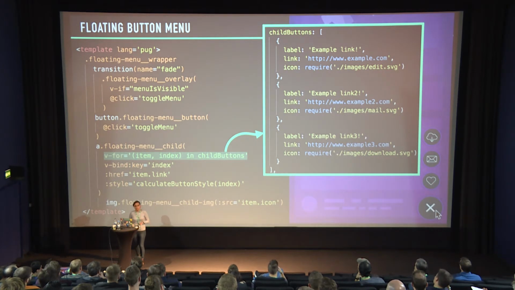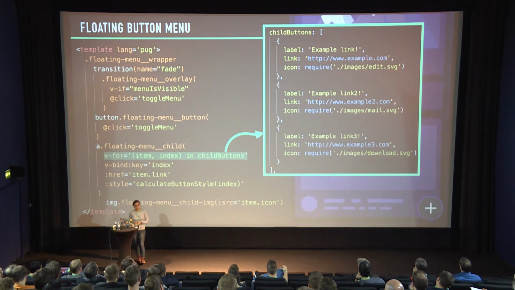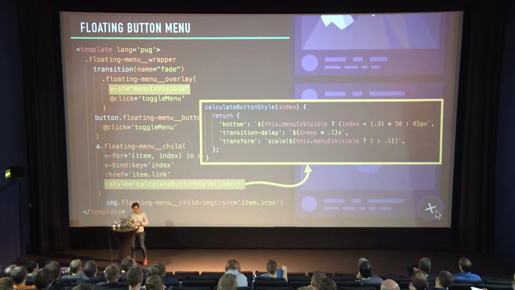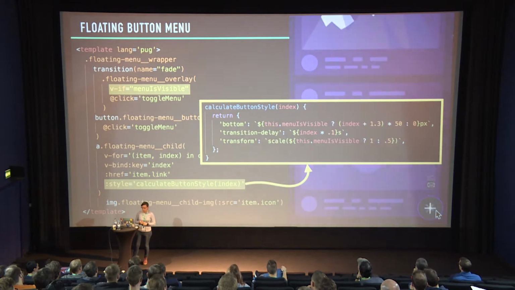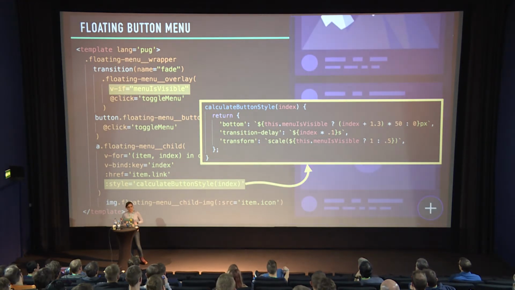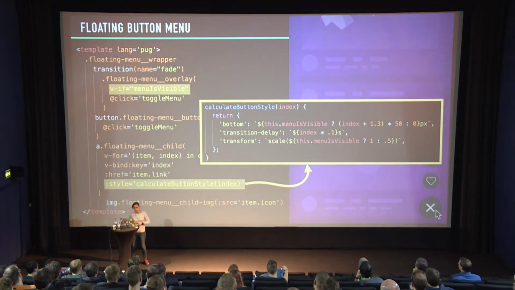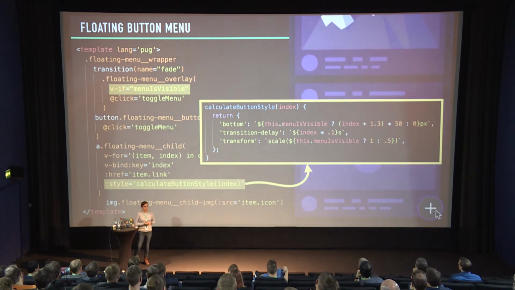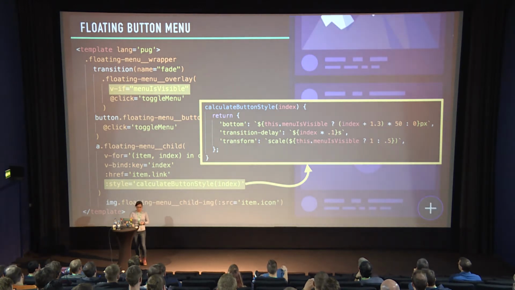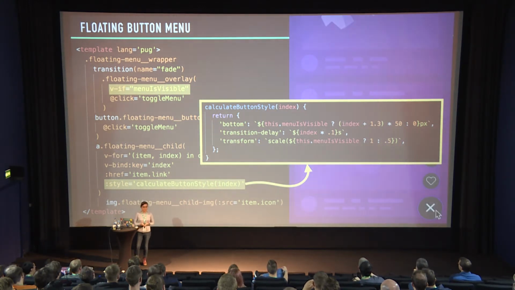So this is the child buttons array. Basically, it has every information that we need to render it on the screen. So we have a label, we have a link, and we have an icon. And that's everything that we need to render the child buttons. So we are using a v-for to loop through each one of those items of that array. And then we have this calculateButtonStyle method, which basically receives an index because we are using a v-for there to loop through the items on the list.